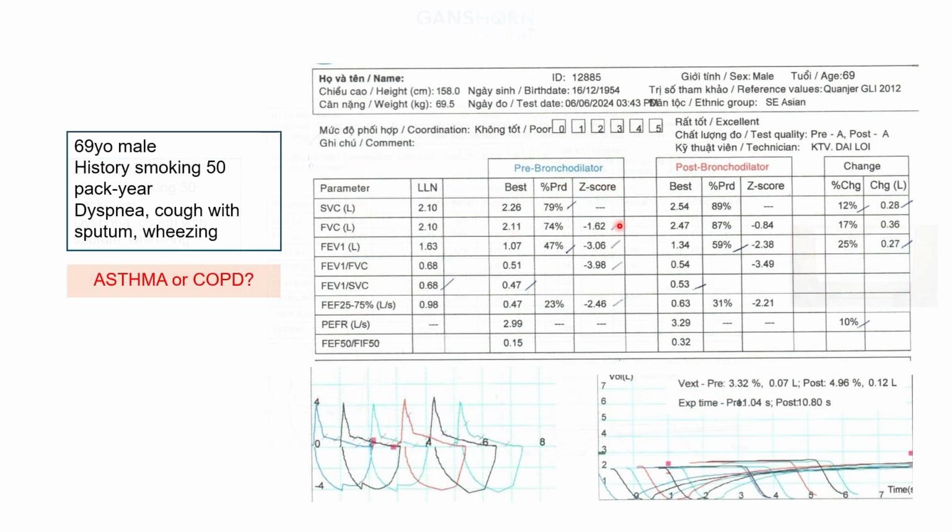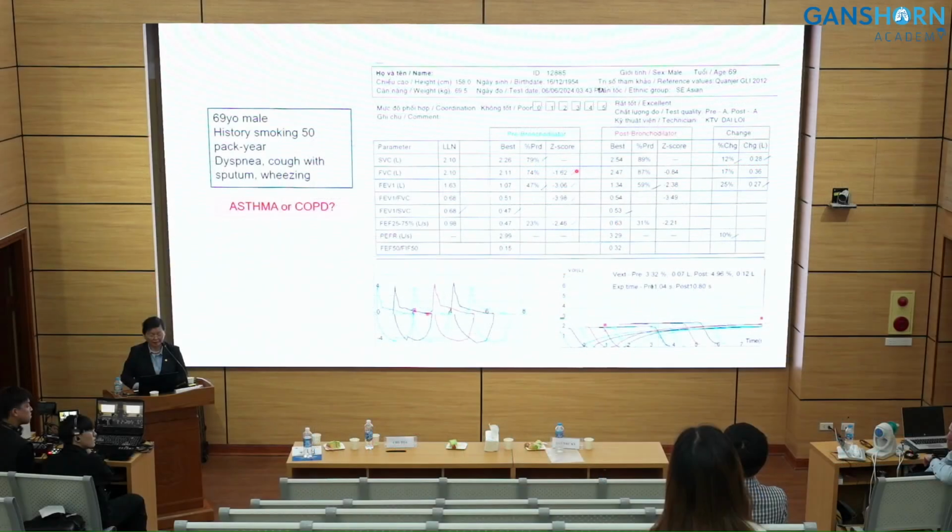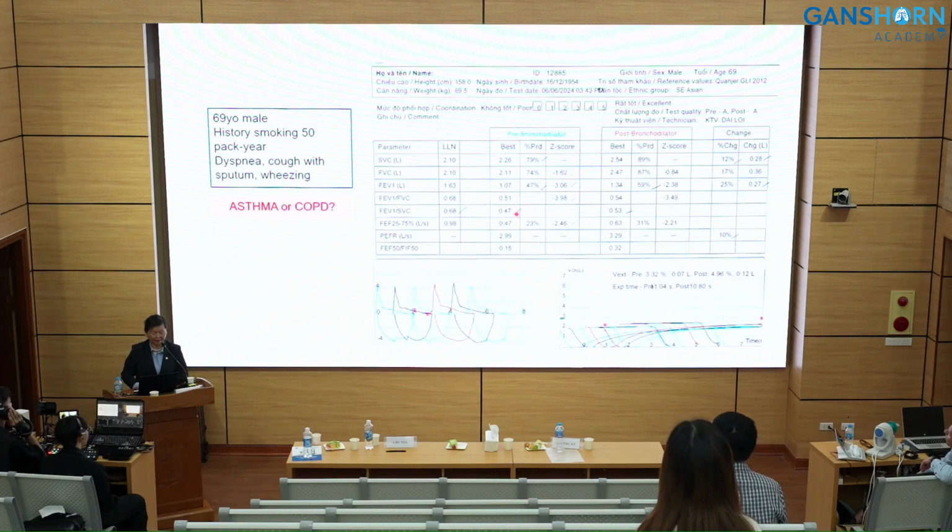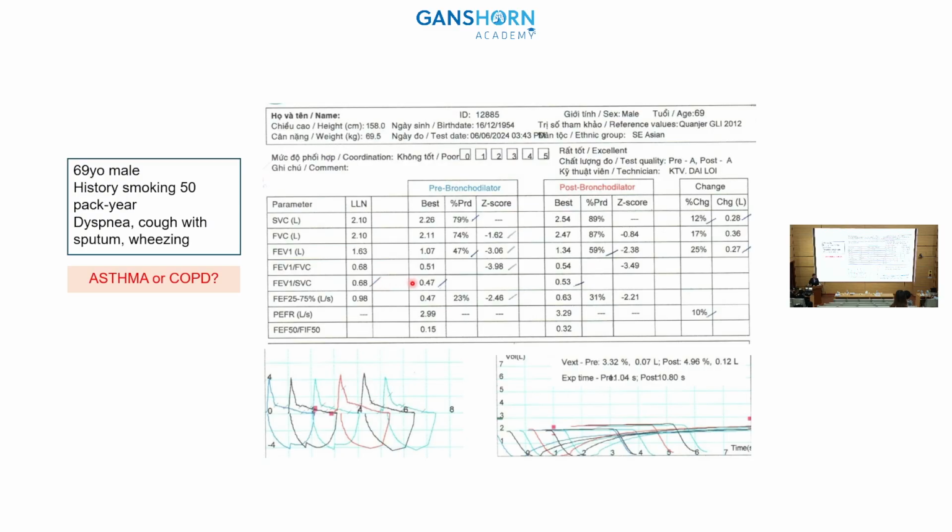Okay, for this patient, we have FVC pre-bronchodilator with a z-score of negative 1.62, so it is normal. No restriction. And we have the ratio FEV1/FVC, which is lower than the LLN. So we have obstruction. And the severity?